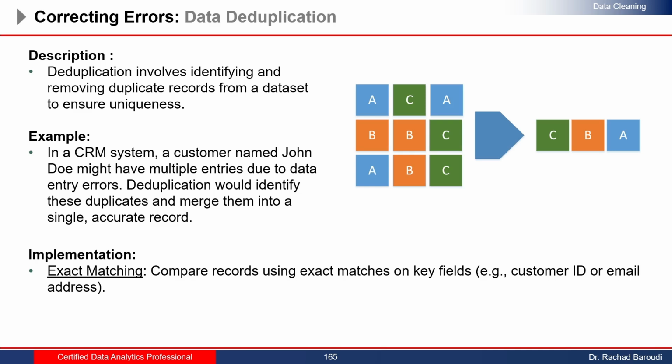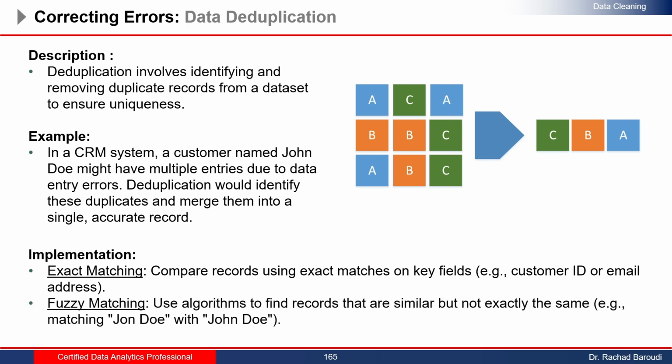Implementation: exact matching. You compare records using exact matches on key fields like customer ID and emails because these are very unique in most cases. You can use sort, you can use your visuals to highlight these duplicate rows and try to merge them into one good quality record, or you can use a fuzzy matching algorithm to find records that are similar but not exactly the same, like John Doe and John with an H Doe. There's a lot of software that can help you out with this feature.